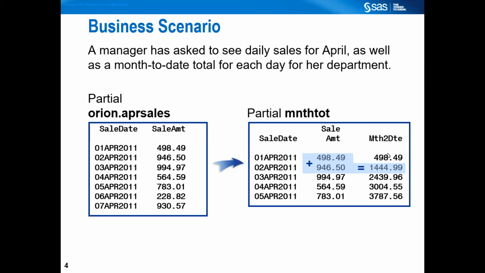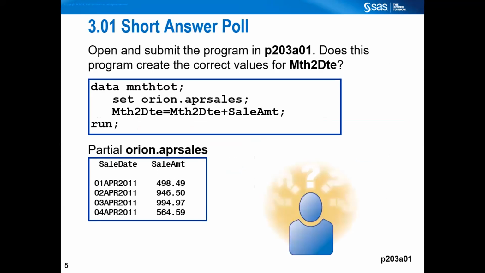All right. And this accumulating column, we have to create as per the business scenario. It's telling us the manager has asked to see daily sales for April as well as a month to date total for each day for her department. So this is what is required. All right. So to begin with, I'll show you this example of your activity.